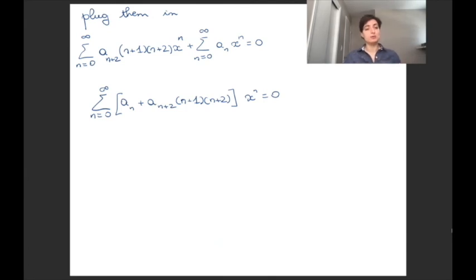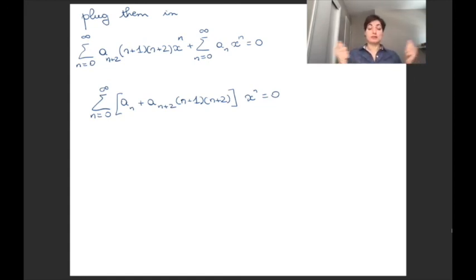And now we put them all together. We can change the names of the indices easily. So now we have two sums from n going from 0 to infinity. And the first sum is the second derivative. So it's a_(n+2) times n plus 1 times n plus 2 times x to the power n, plus a sum going from n equal to 0 to infinity of a_n times x to the power n, equal to 0.